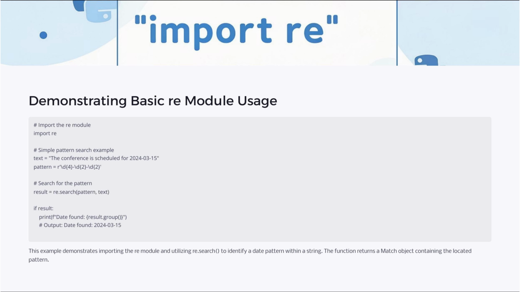Import the re module to leverage its powerful pattern matching capabilities. Use re.search to locate specific patterns, such as dates, within text. For instance, searching for 2024-03-15 in a string returns a match object, confirming the pattern's presence. This method is essential for extracting structured data from unstructured text efficiently.